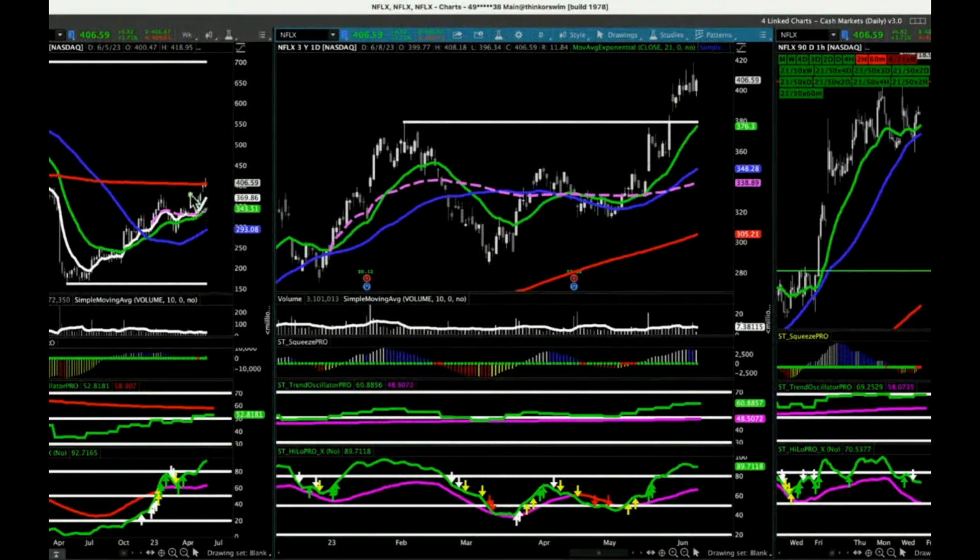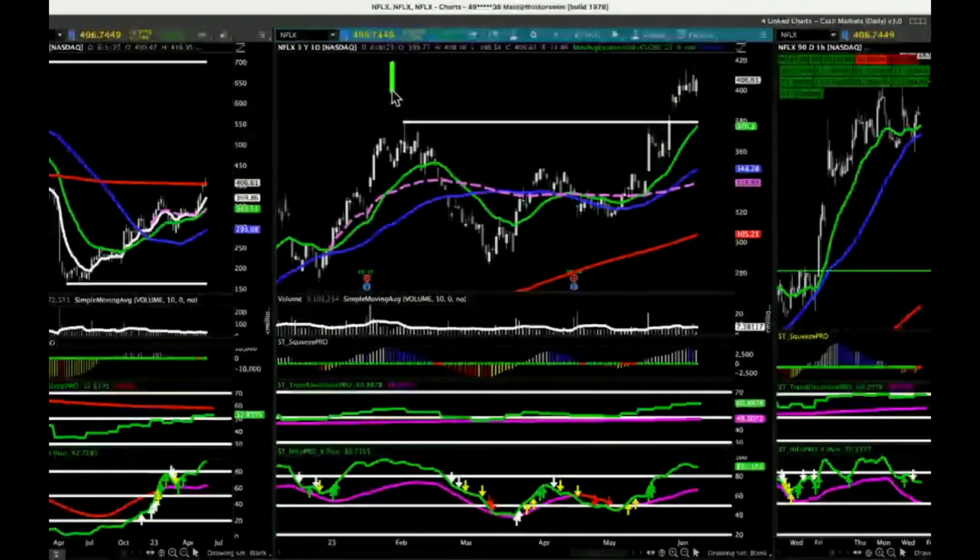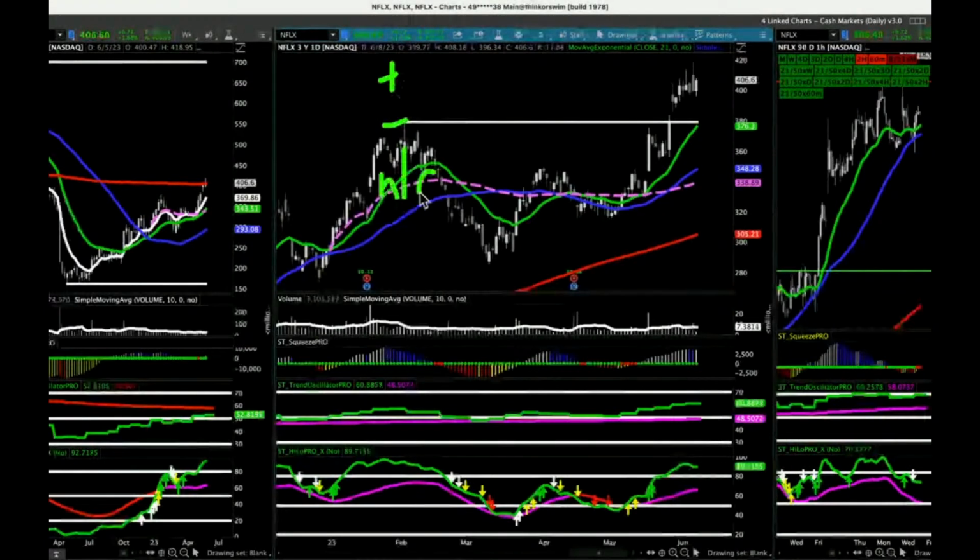So let's just go through Netflix real quick. For the price here on Netflix, and here's going to be our grading key, if you will: a plus is bullish, a minus is bearish, and an NA is just neutral. So over here, bullish, bearish, or neutral? Neutral.